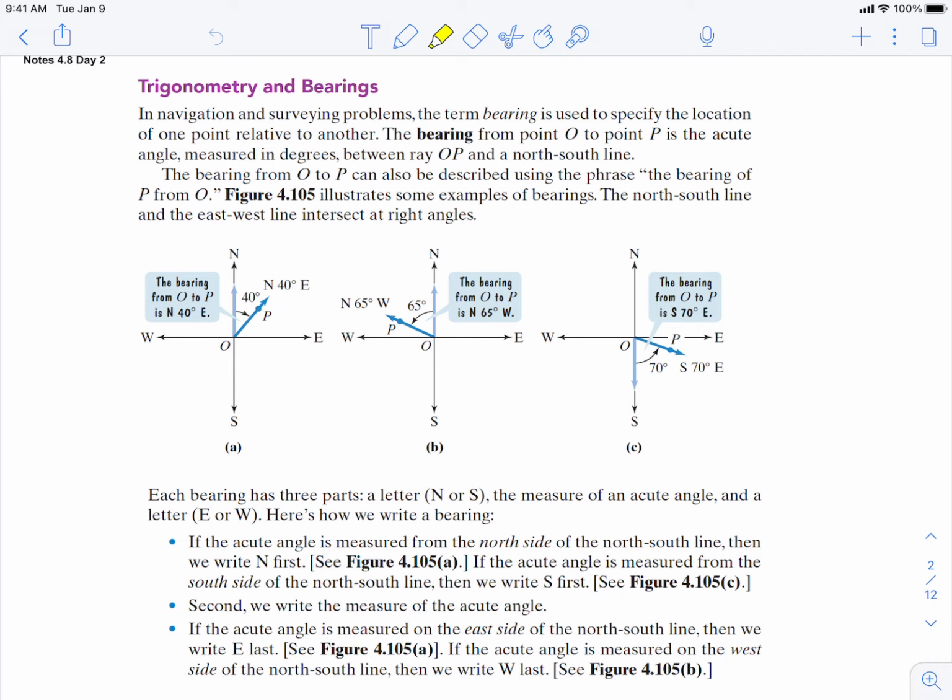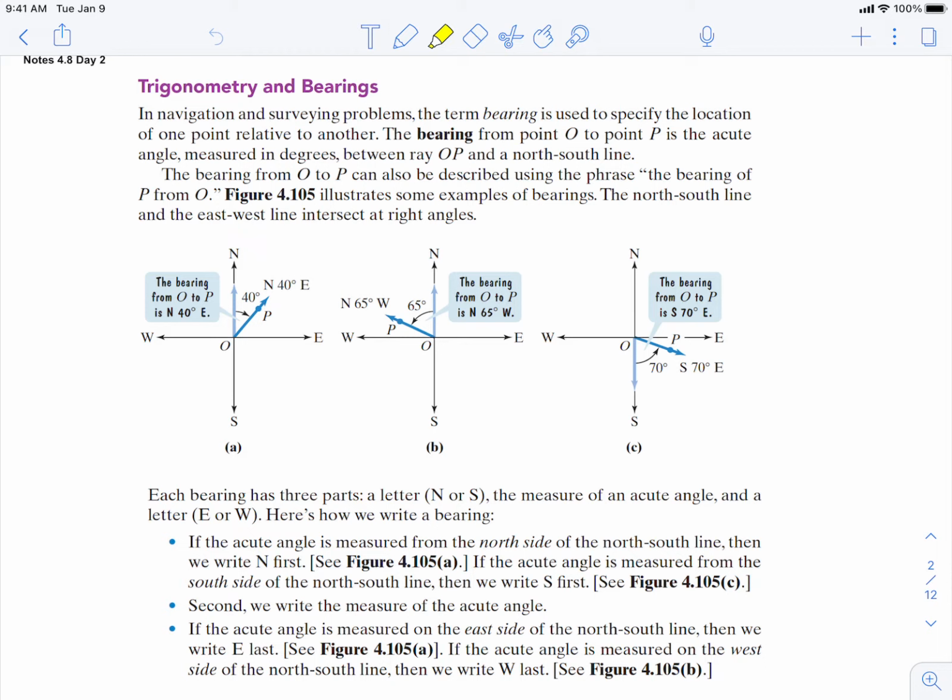All right, we're going to work with trigonometry and bearings. So in navigation and surveying problems, the term bearing is used to specify the location of one point relative to another. The bearing from point O to P is an acute angle, measured in degrees between ray OP and the north-south line. So I want to go ahead and look at this first figure in the box below.